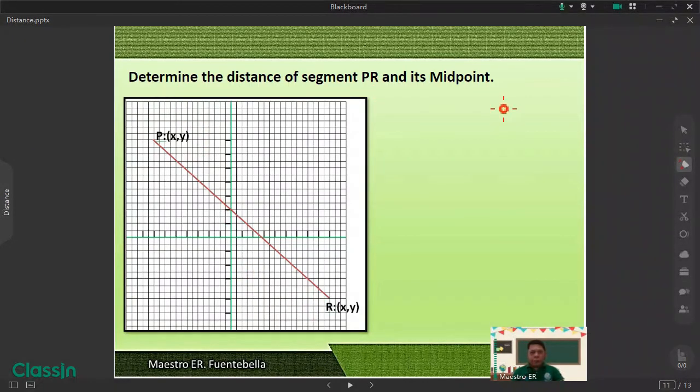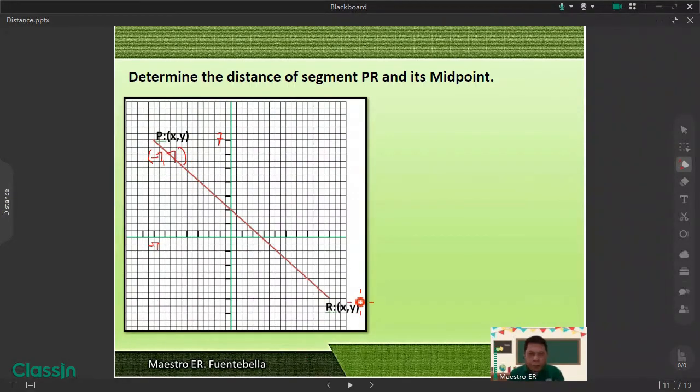So this time we're going to find the distance and the midpoint of the given points. But first we are going to find the coordinates of point P and point R. So point P, let's try. 1, 2, 3, 4, 5, 6, 7. So this is negative 7. This is 1, 2, 3, 4, 5, 6, again 1, 2, 3, 4, 5, 6, 7. This is positive 7. So therefore, the coordinate of point P is at negative 7 and 7.